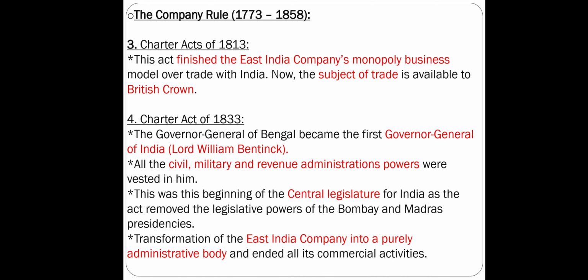So when in 1773 the British government was trying to regulate the activities of the East India Company, now with the coming of 1813, the monopoly of the British East India Company ended, and now trade was open to British subjects.